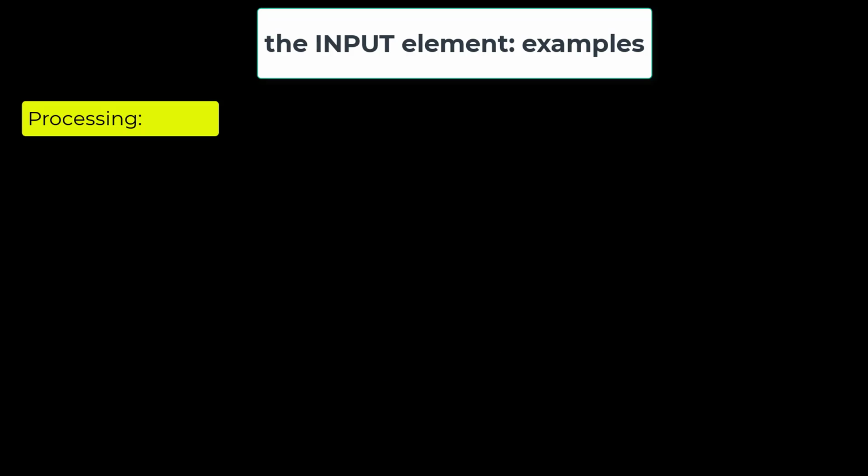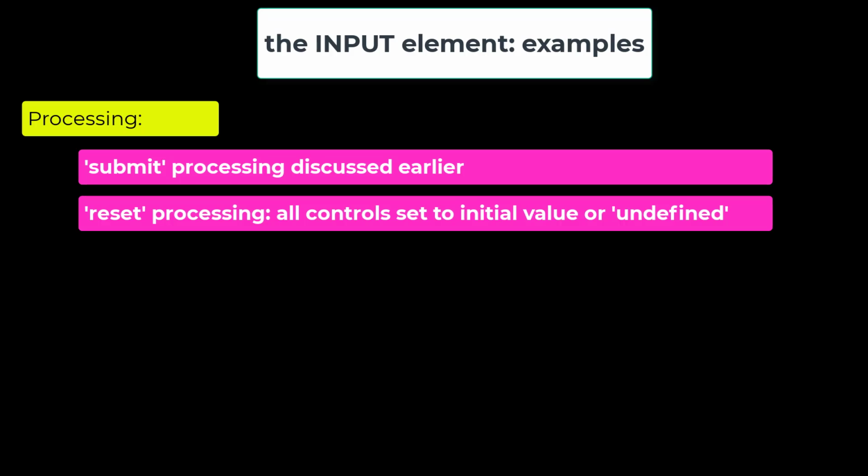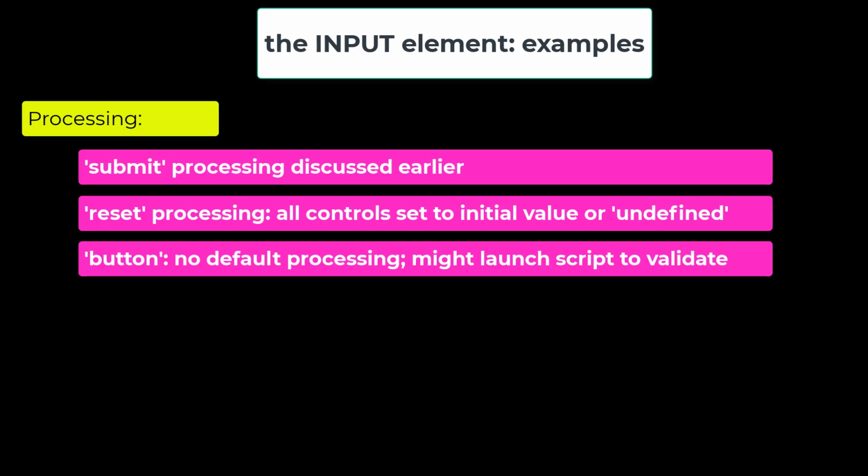The processing. Well, the submit button processing we discussed earlier. For reset processing, all controls in the form are set to their initial value if they have a value equals attribute, or undefined. No data is sent to the server. A plain button has no default processing, but this is a possible place to include an onclick event handler that might invoke a script to validate the values entered in the form.